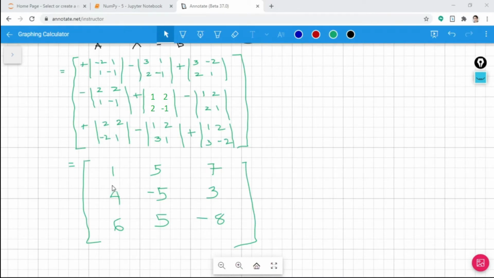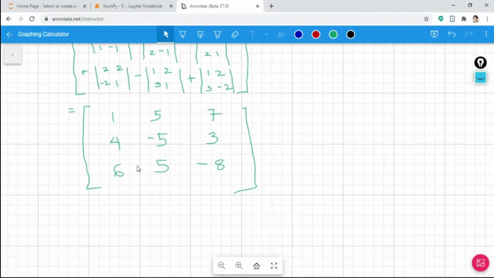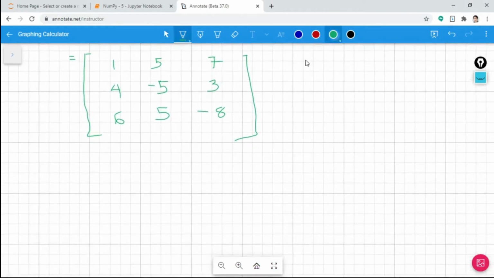So is this one the adjoint? I think this is not the adjoint. So we will find the adjoint of the matrix, but this time I will not use the cofactor. Let us shortcut this one. In order to find the adjoint, you retain the diagonal values. So we have 1, negative 5, and negative 8.